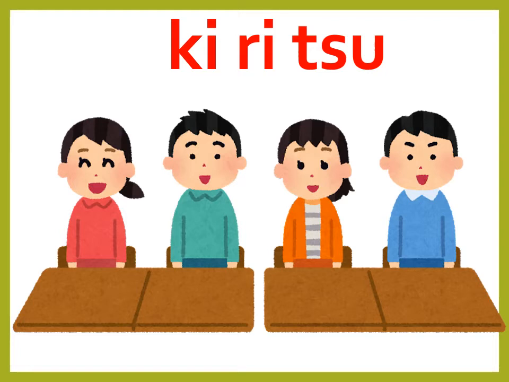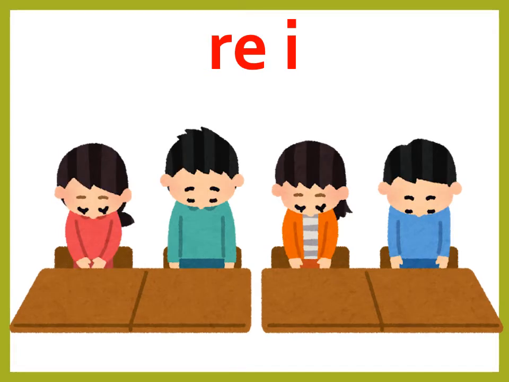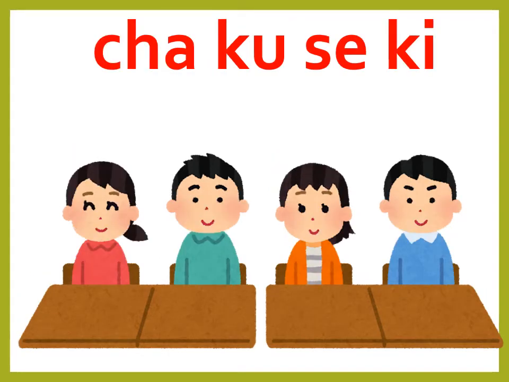起立 is a formal version of stand. 礼 means bow. 着席 is a formal version of sit.